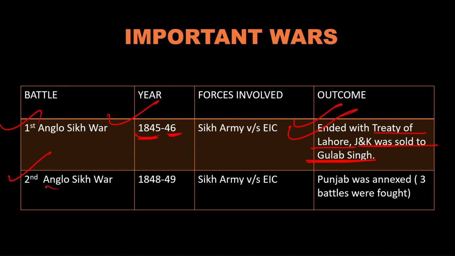And then we have the second Anglo-Sikh War. It was held in the year 1848 to 49, and here Punjab was annexed. Okay, 3 battles were fought to annex Punjab here. Okay, if you want to study, remember the 3 also, but you should remember this one firstly, the first ones, and the treaty that was signed. Along with that, J&K was sold to whom? Okay, was sold to Gulab Singh. So all these were the battles.